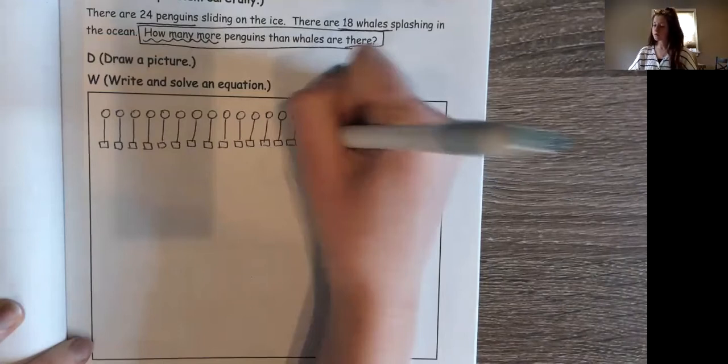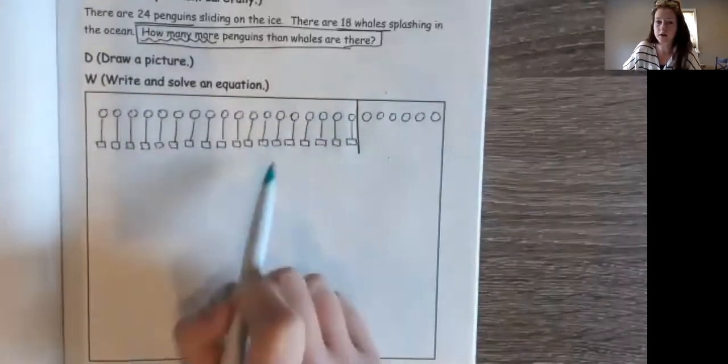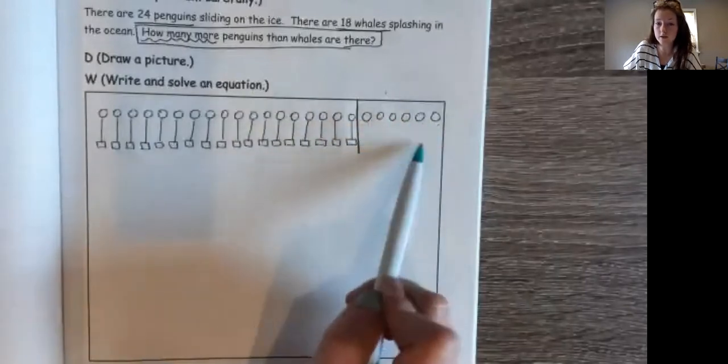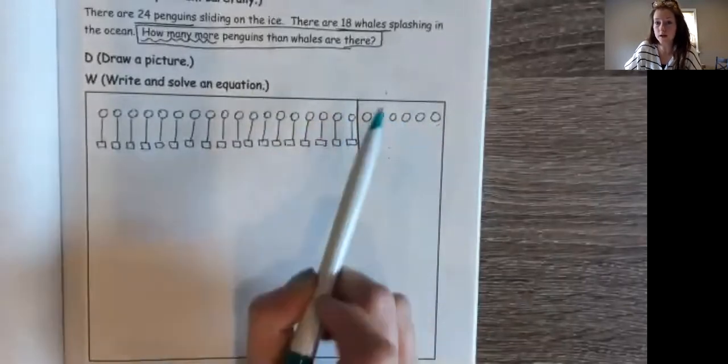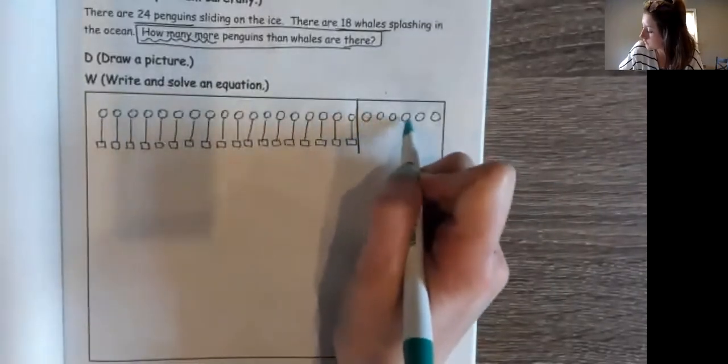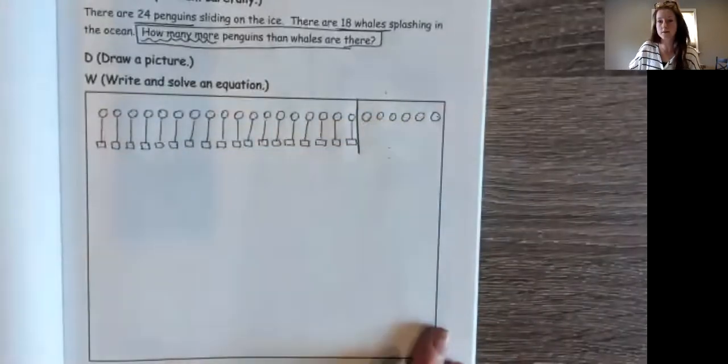Okay, so these I know are how many penguins and whales there are that are equal. But now I can see that there are more penguins than whales, right? There are no whales left, but there are more penguins. So I'm going to count to see how many more penguins there are than whales. So there are 1, 2, 3, 4, 5, 6 more.